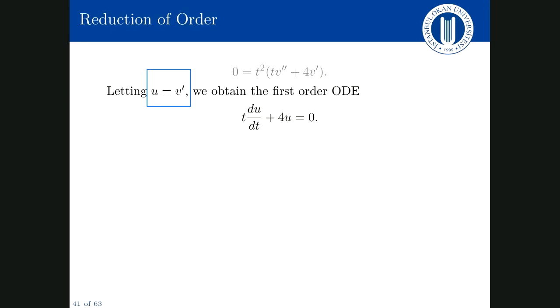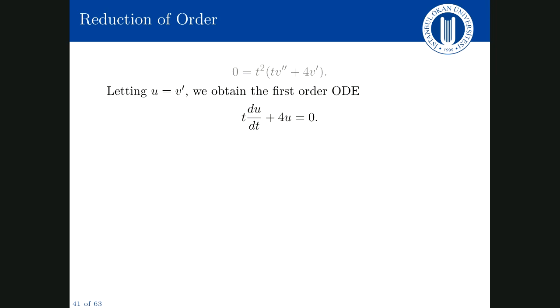Let's look at the differential equation from the previous page. 0 is equal to t squared times t v double prime plus 4v prime. This must be true for all t, so we can forget about the t squared. We must have that t v double prime plus 4v prime is equal to 0. Instead of v prime, we're going to write u. Instead of v double prime, we have the derivative of u.